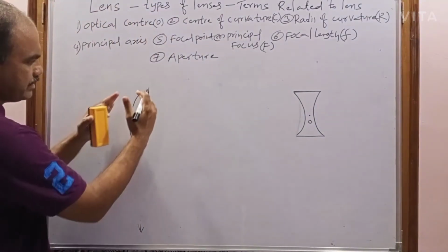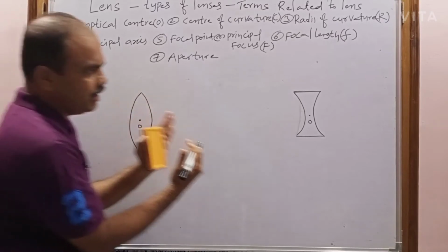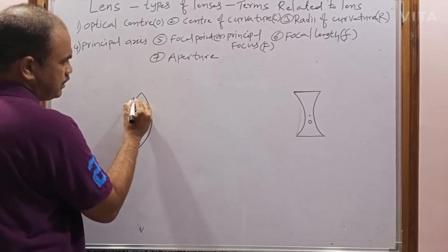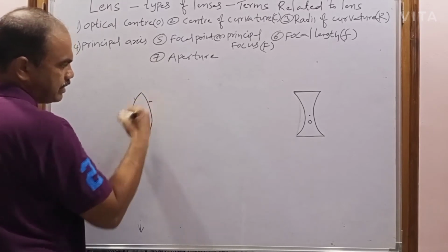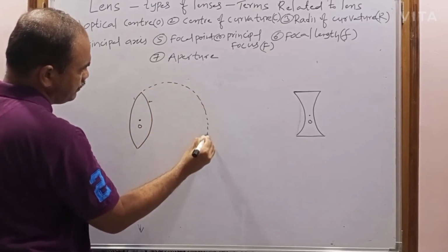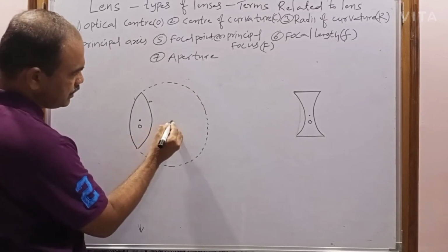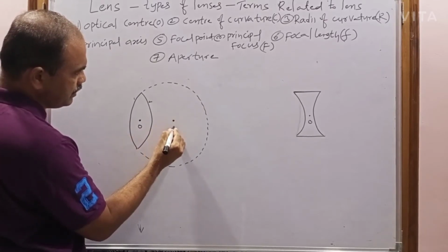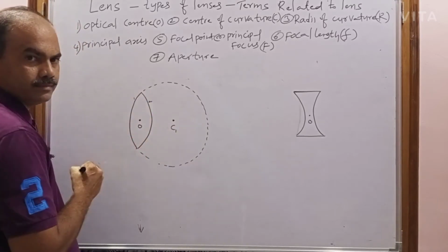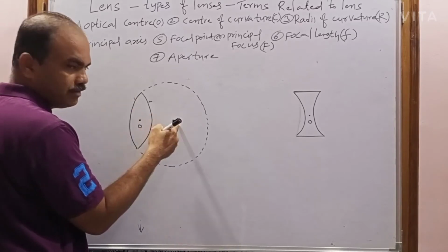Now this double convex lens has two spherical surfaces. Imagine this is the first spherical surface and this is the second spherical surface. By taking the first spherical surface, when you draw the sphere, you get a sphere. The center of the sphere will be called the center of curvature of the first surface. This is C1.